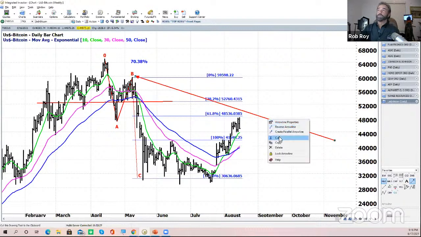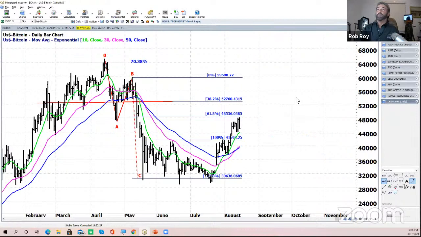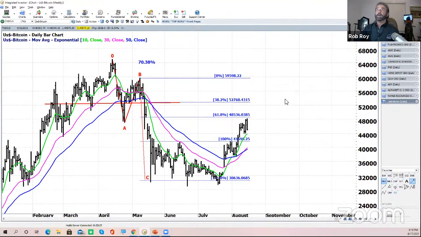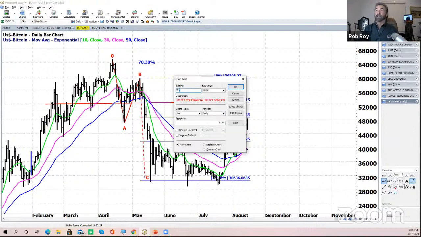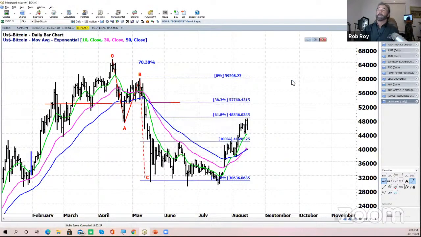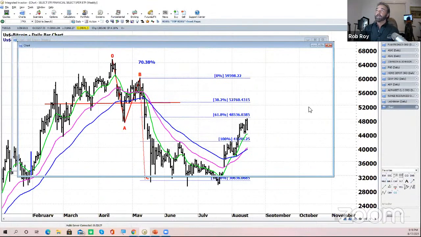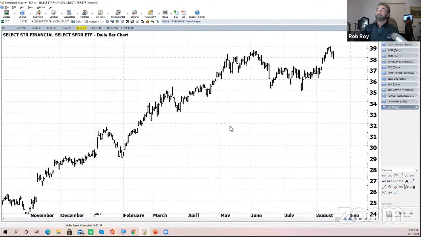Why do we use exponential moving averages versus simple? What's the difference there, et cetera? So there's Bitcoin. I did want to show you the XLF, because that looked like that might be some leadership, but then we take a look here and you can see that, well, maybe not.